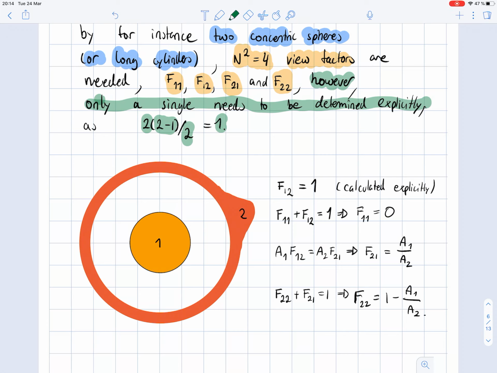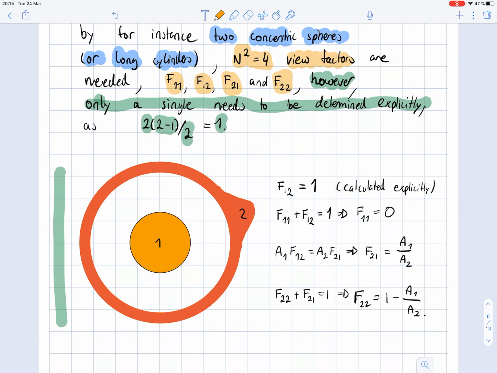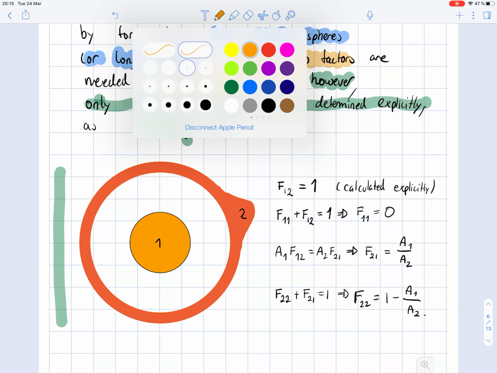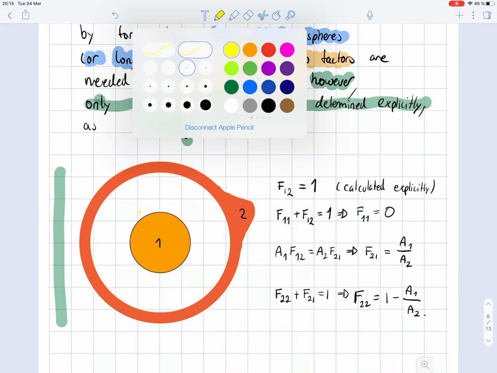So the system that we are interested in looks like this. So this is either a sphere within a sphere, or it can be two infinitely long cylinders. Doesn't change the results. Surface 1 is the inner one. It was a bad color, sorry.